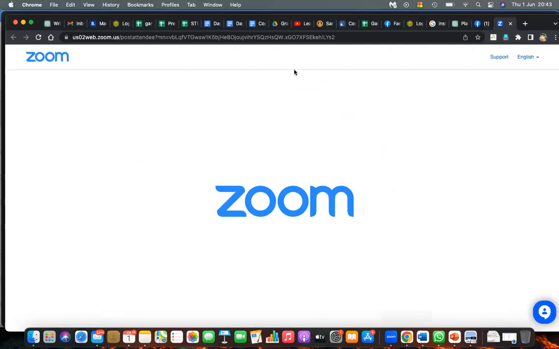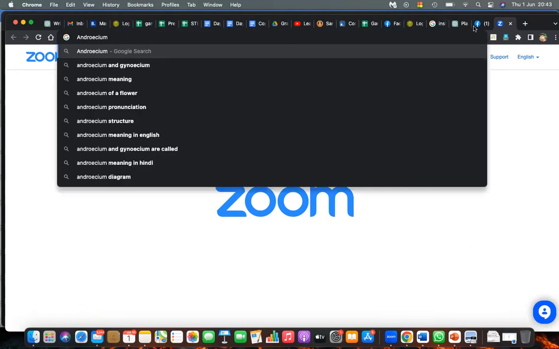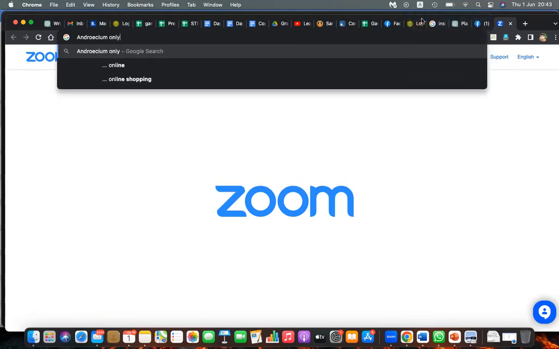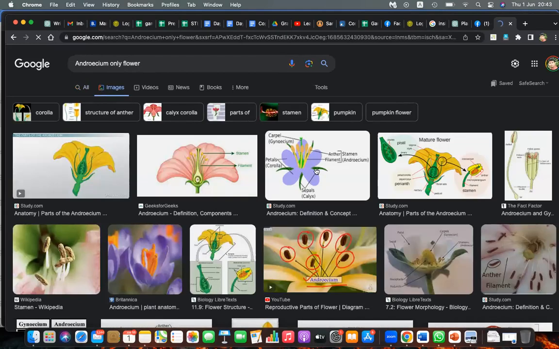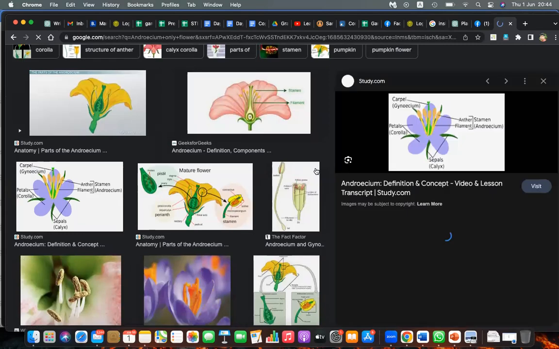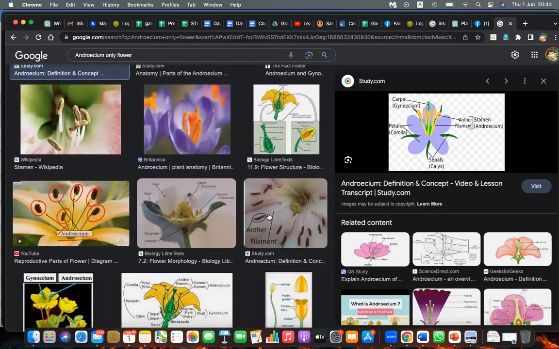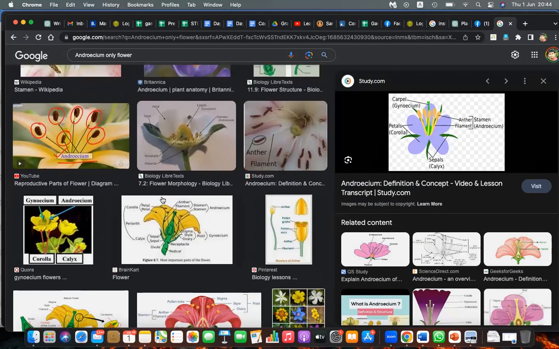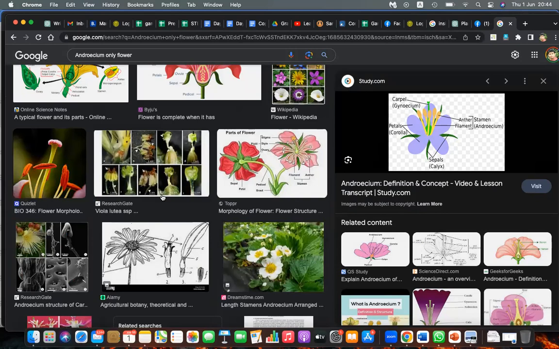Here, let's see this androecium only. Some flowers are like this. In those flowers, only the androecium part is there. Here you can see this one. In this flower, can you still see the gynoecium? Yeah, the gynoecium is also there. But mainly the androecium, you can see the highlighted part of the androecium. And in some flowers, the main visibility or main availability is only the androecium.